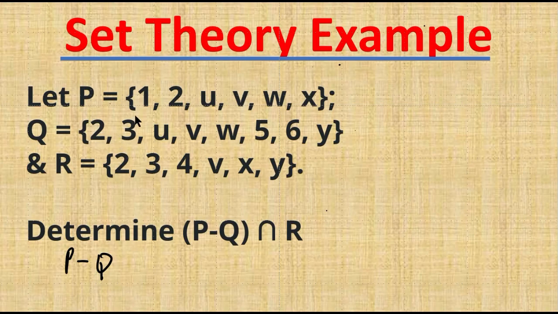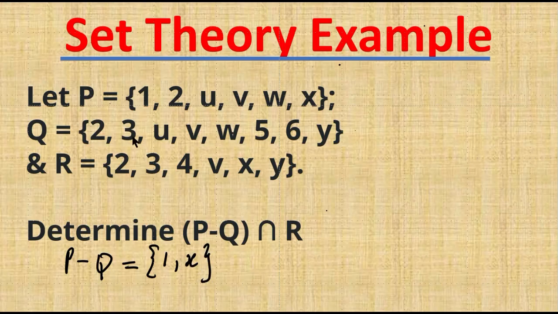Now, the first item, 1 is in P. Is 1 in Q? No, 1 is not in Q. So, we'll take 1. Second item, 2 is in P and 2 is in Q. We'll leave 2. U is in P and U is in Q. V is in P and V is in Q. W is in P and W is in Q. X is in P and X is not in Q. So I'll pick X again, then I'll close my bracket.